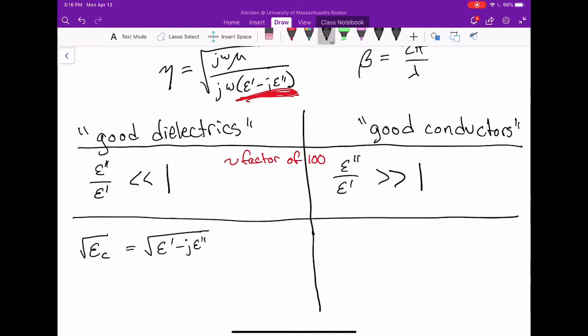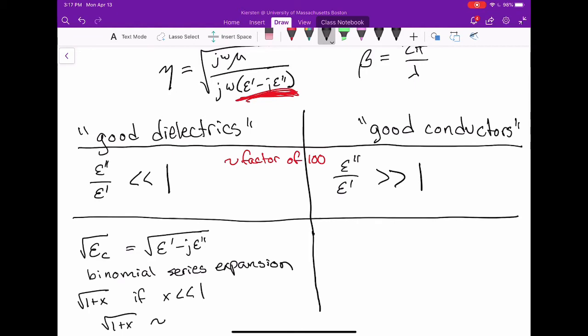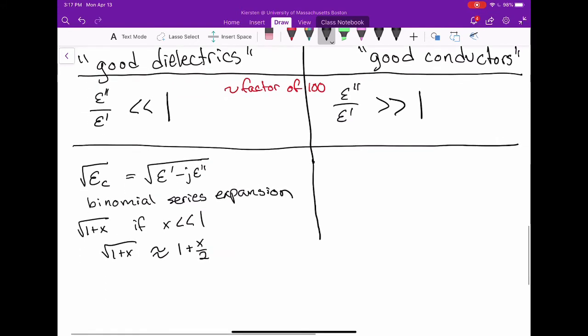If it's a good dielectric, we can use the binomial series expansion for the square root of 1 plus x, where if x is much less than 1, the square root of 1 plus x is approximately equal to 1 plus x over 2. You see where I'm going with this now.